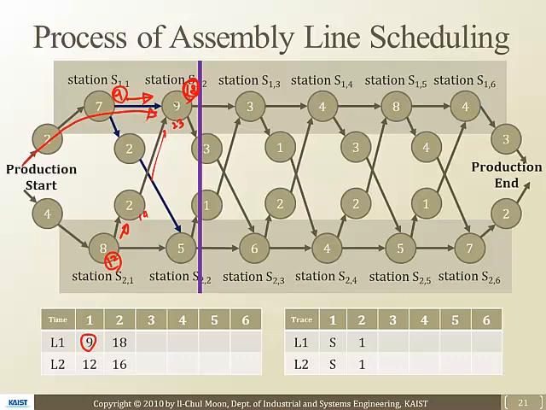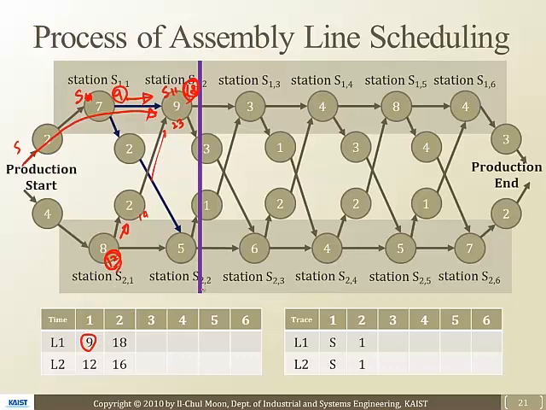So the fastest way to reach station 1, 2, traveling like this, would be the best answer. It means this product might come from S1,1, and that comes from the starting point, so I have to write this here. And similarly, we have 12 minutes as the best way to get to station 2, 1.